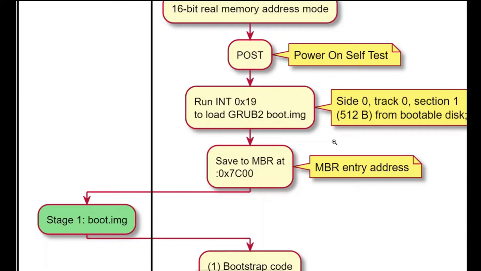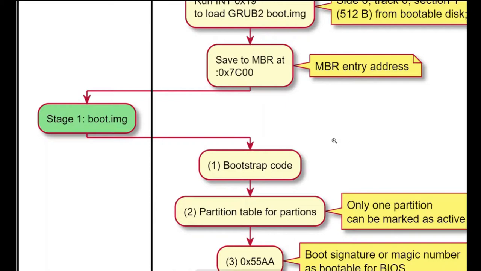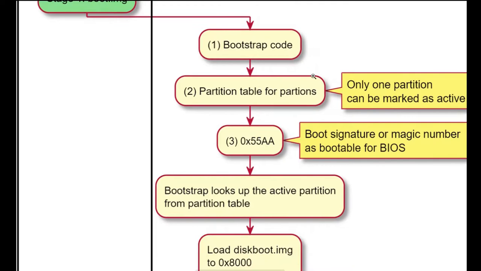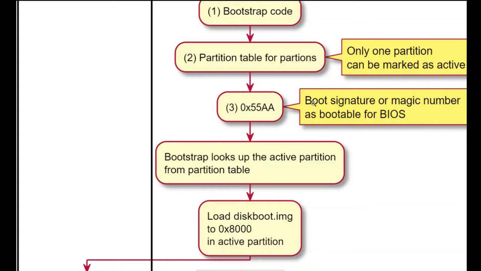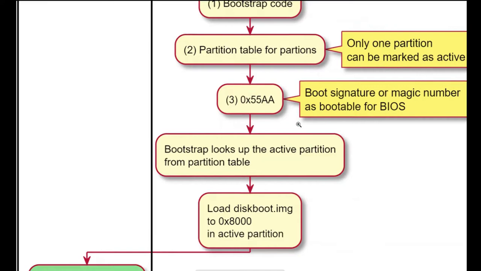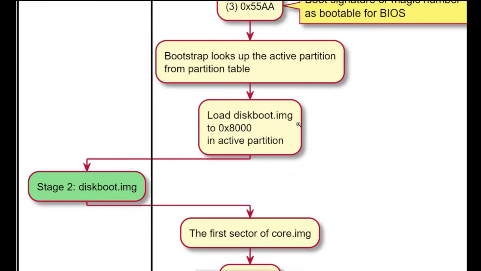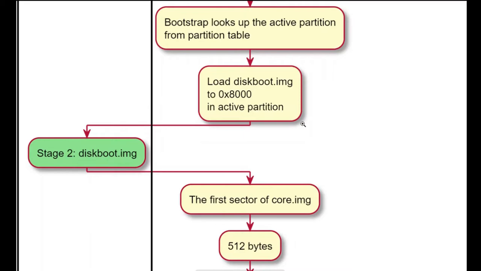Now we come to stage 1 of GRUB with the boot image. It contains 3 parts: bootstrap code, partition table for partitions, note that only one partition can be marked as active, and boot signature or magic number hex 55AA. Without this 2-byte magic number, BIOS won't recognize the disk as bootable. Bootstrap code will look up the active partition from the partition table and load the next stage disk boot image to real memory address hex 8000 in the active partition, which starts GRUB stage 2.